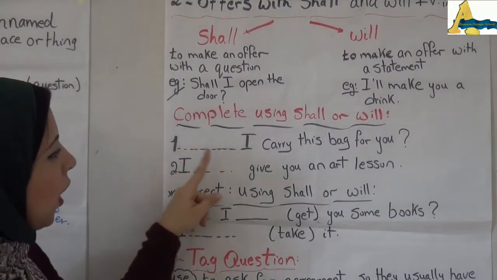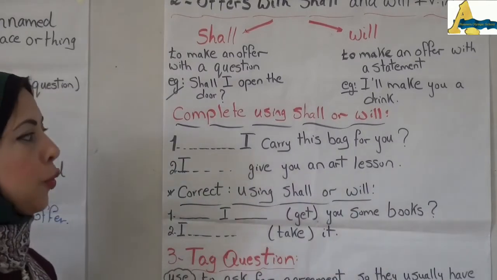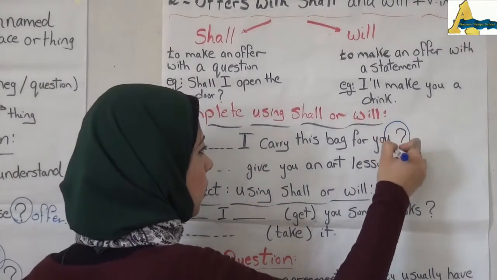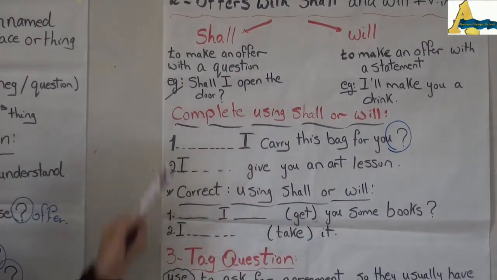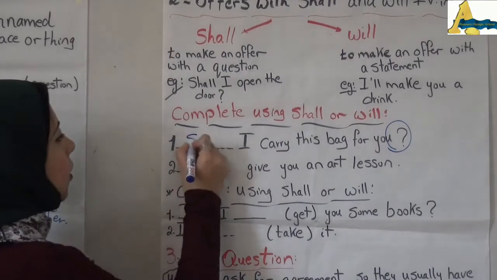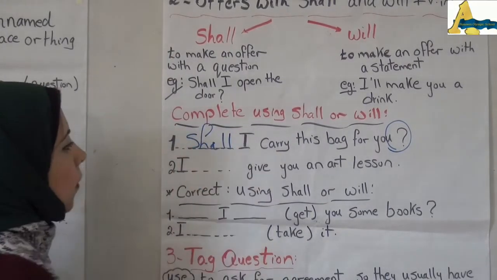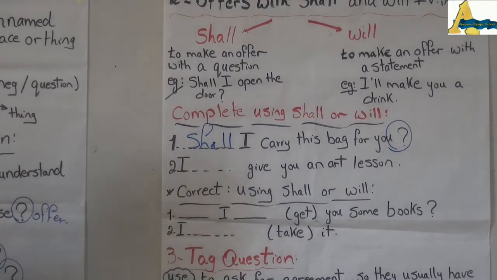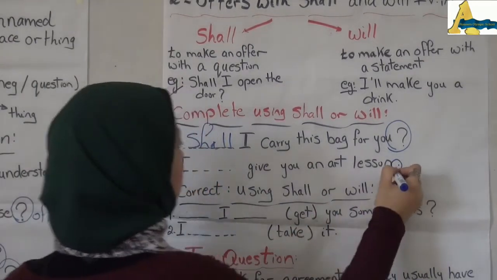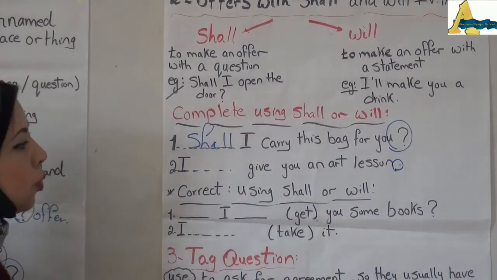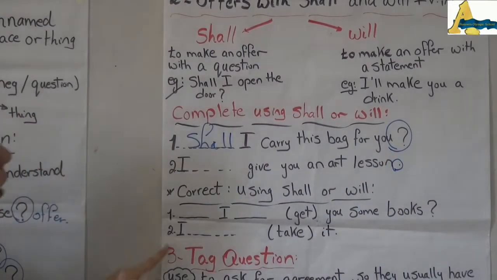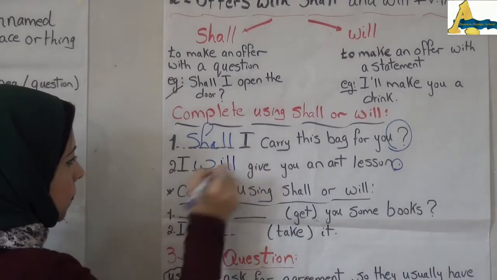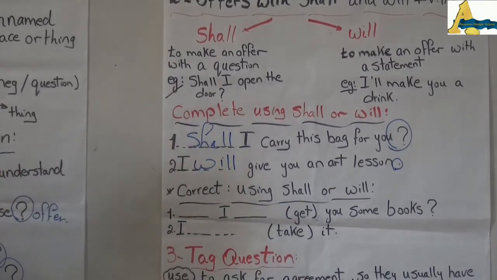Okay, complete using shall or will. The first one, dots I carry this bag for you. Here we have a question. So what are we going to use? Yes, we are going to use shall. So shall I carry this bag for you? Okay, number 2, dots give you an art lesson. Here we have a statement. In a statement form, we're going to use will for the offer. So I will give you an art lesson.